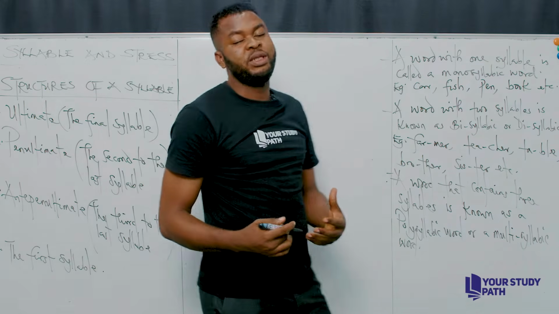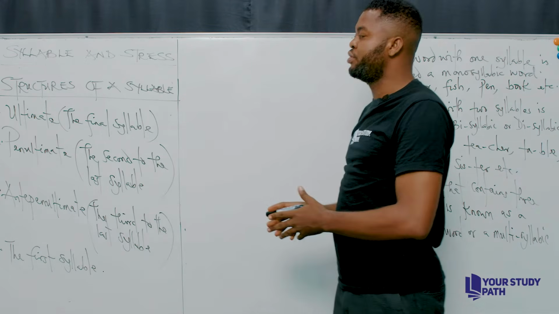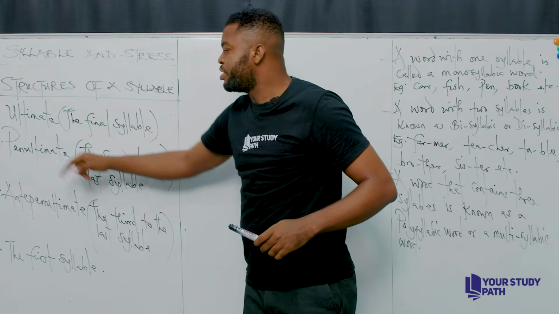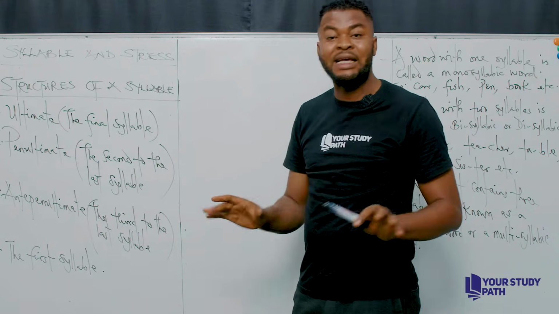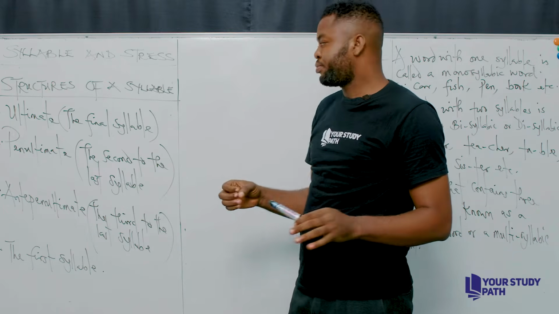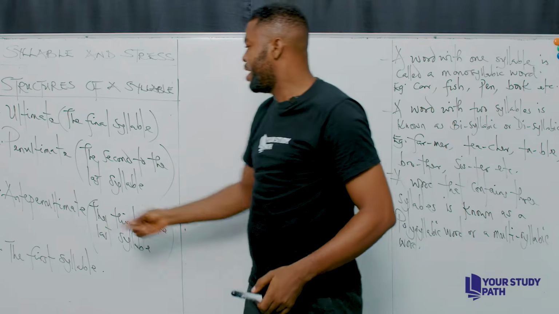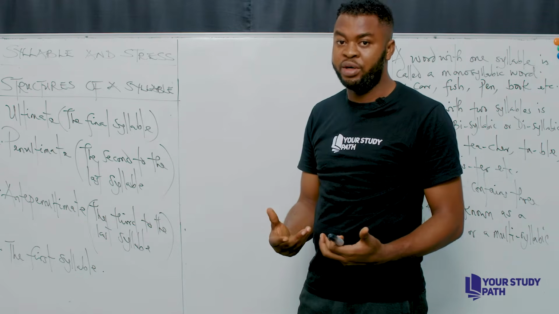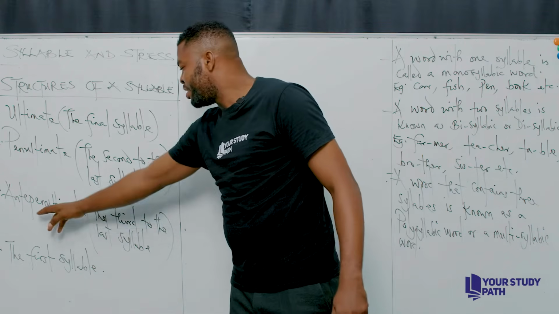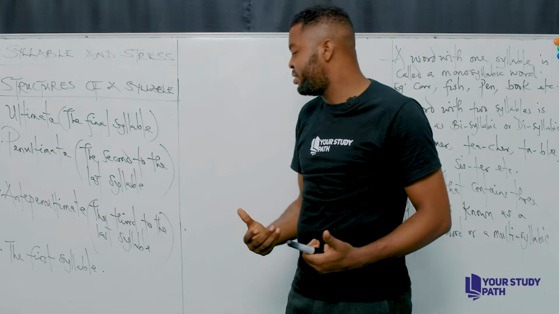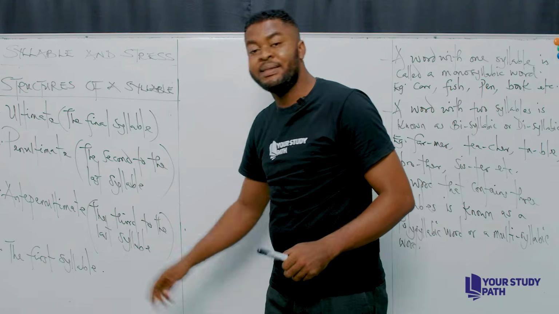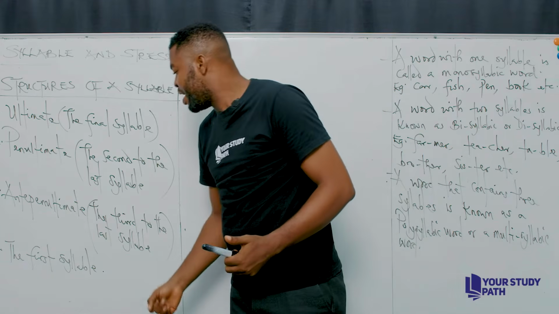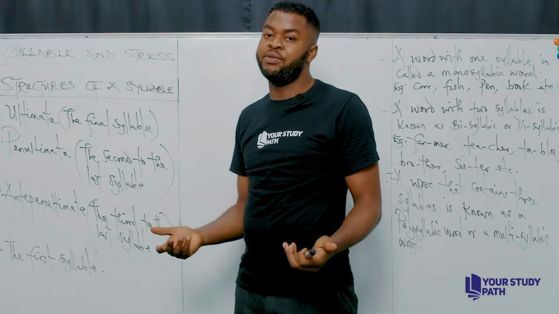Now pay attention to this. These are the structures of an English syllable. The first aspect is known as the ultimate, which is the final syllable, that's the last syllable in a word. Penultimate means the second to the last syllable in a word. The antepenultimate syllable means the third to the last syllable in a word. Then, obviously, we have the first syllable.